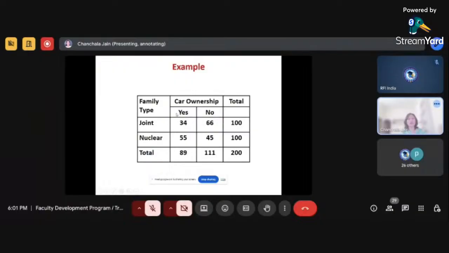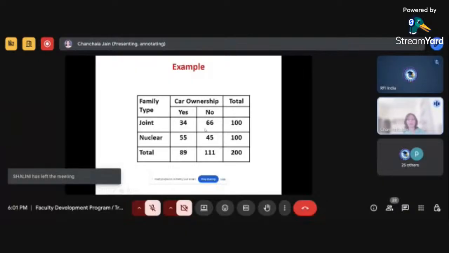If a person belongs to a joint family and owns a car, how many people are there? 34 out of 100. Belonging to a joint family and having no car, how many persons are there? 66 out of 100. Nuclear family having a car, 55. Nuclear family not having a car, 45. That way you can see we have the row count and column count, right? So this particular arrangement of the data is known as cross tabulation or contingency table. I hope it is clear. Yes, ma'am.